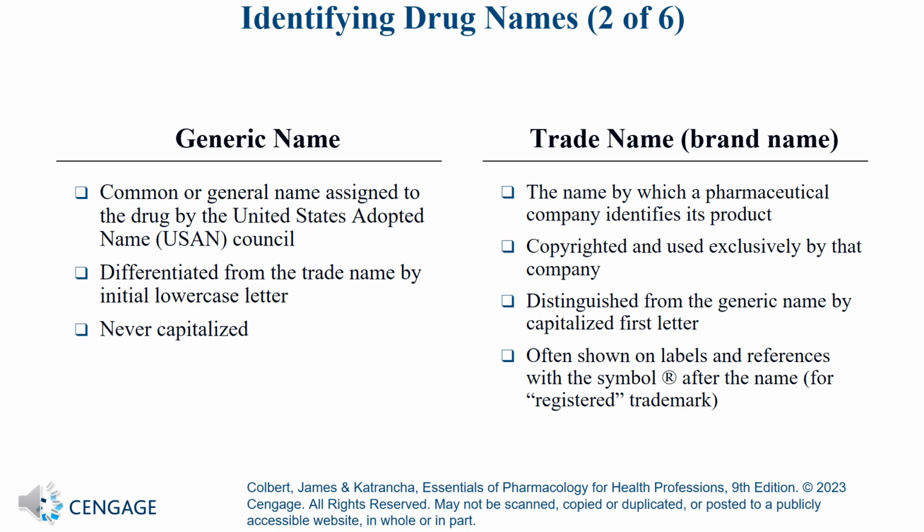Okay. So our trade name, which is our brand name, is the name by which a pharmaceutical company identifies its product. It is copyrighted and used exclusively by that company. It is distinguished from the generic name by the capitalized first letter, often shown on labels and references with a symbol, or with a circle in it after the name for registered trademark. This is important information that you need to remember.